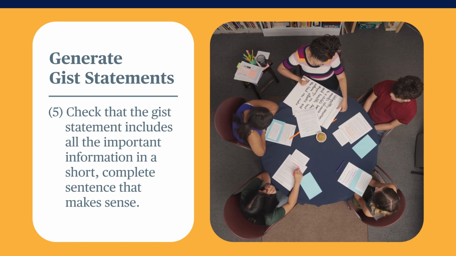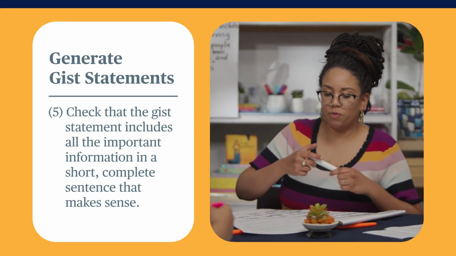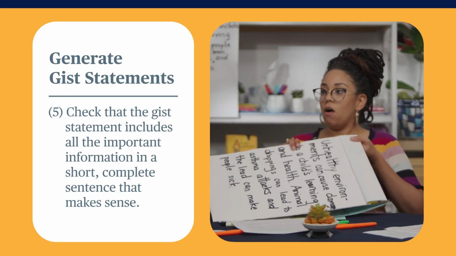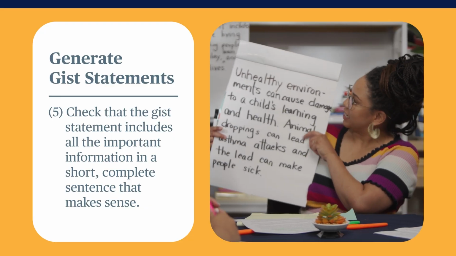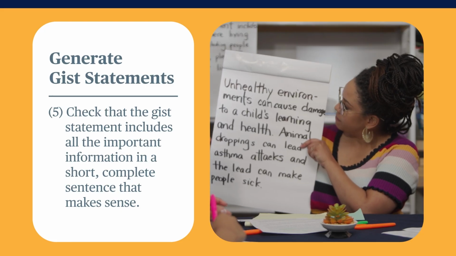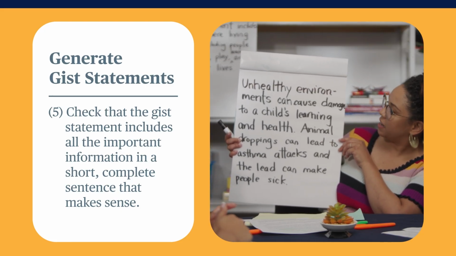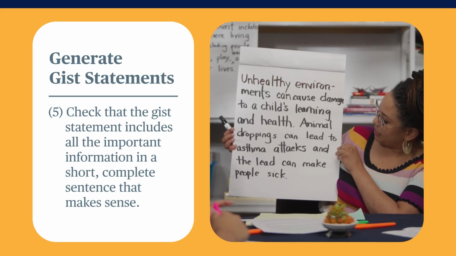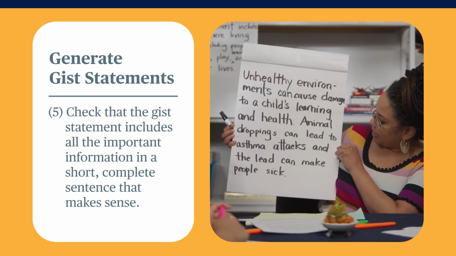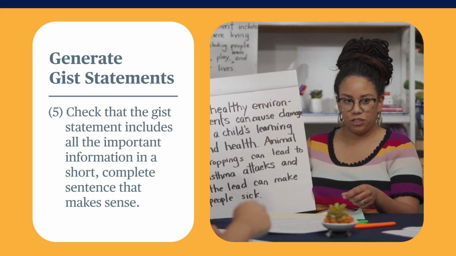People sick. All right, we needed to check. Let's read this one more time to make sure that all of that information that we thought was important is covered. Read it together. Unhealthy environments can cause damage to a child's learning and health. Animal droppings can lead to asthma attacks, and the lead can make people sick. Go back and make sure that all of the information is here.